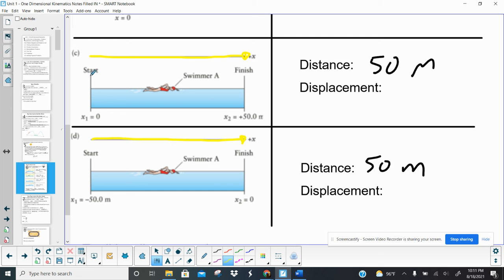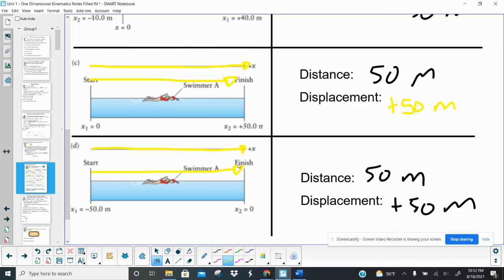Okay, so our direction of travel from start to finish is pointing the same direction as positive. So this is a positive 50 meters displacement. Now notice in D, even though we're starting at negative 50 meters, we are still traveling in the positive direction and ending up at 0. This is still a positive 50 displacement because we traveled in the positive direction. I know this is a little confusing. We're going to practice this.